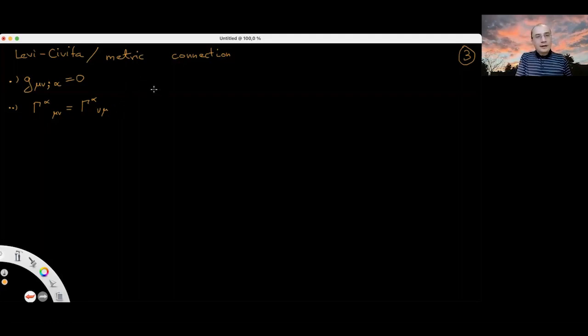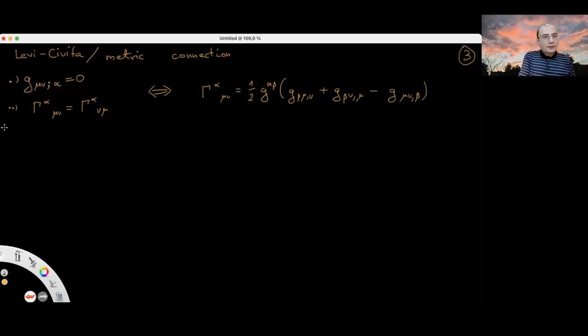Now, I claim that this is basically equivalent to stating that gamma alpha mu nu is equal to one half g alpha beta times the sum of the derivatives of the metric, with the combination g beta mu nu plus g beta nu mu minus g mu nu beta. Proof. And we'll go in this direction. So from these two assumptions, we go here.